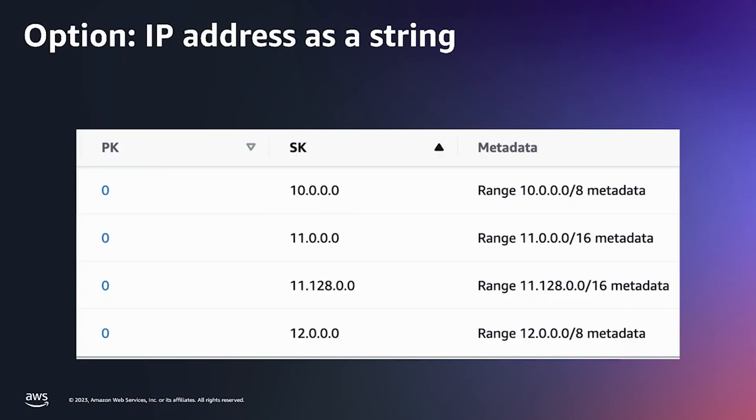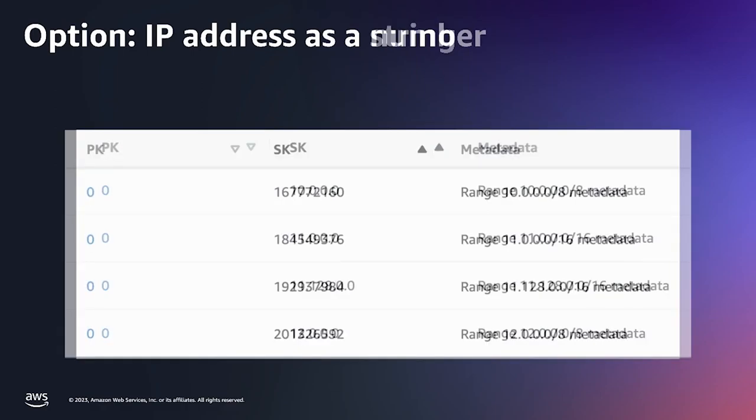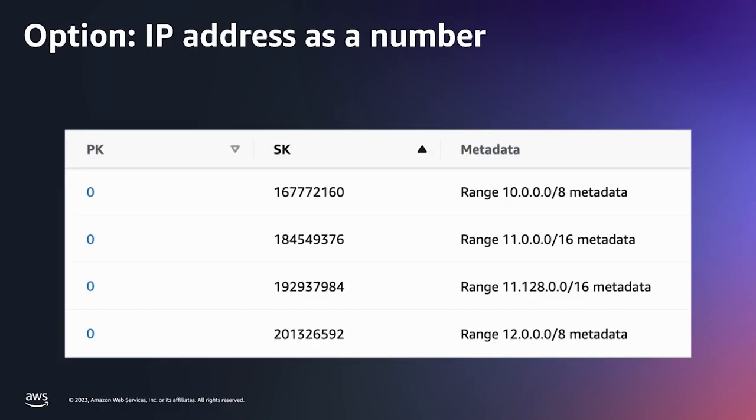So here is an IP address as a string. My partition key is 0 as a sentinel value. I have just one partition key in this example, and my sort key is the IP address as a string. But the problem is that does not sort correctly, because 10 comes before 9, right? We've all seen that in computers when it's a string. So I would probably need to do something like this.